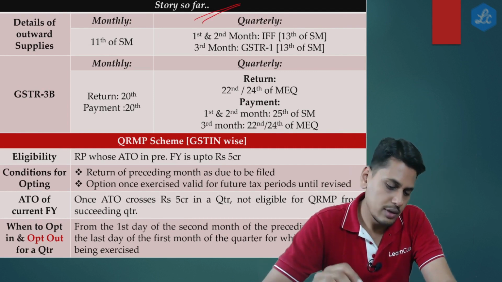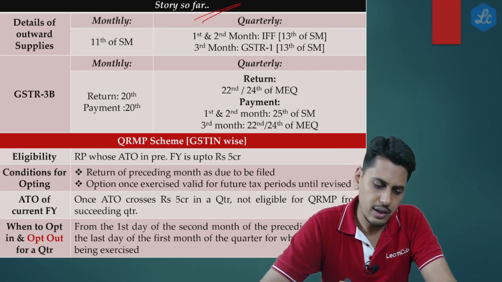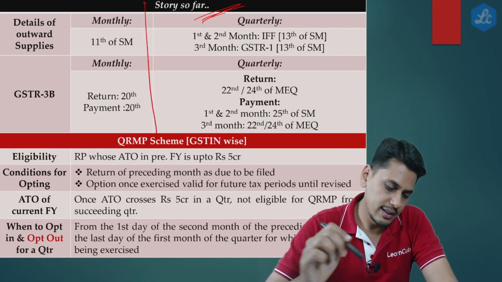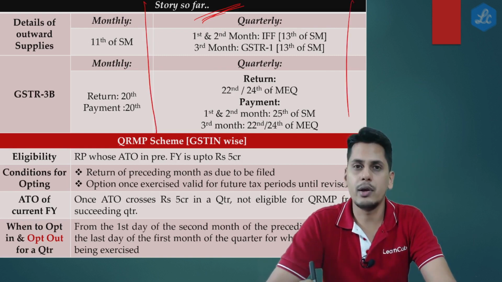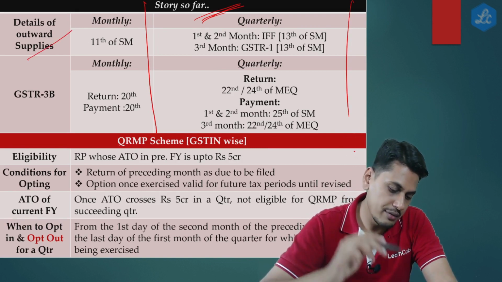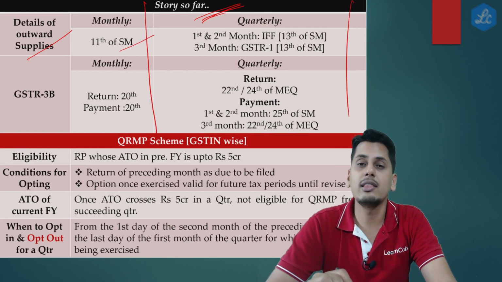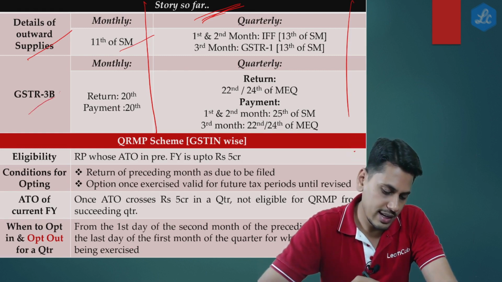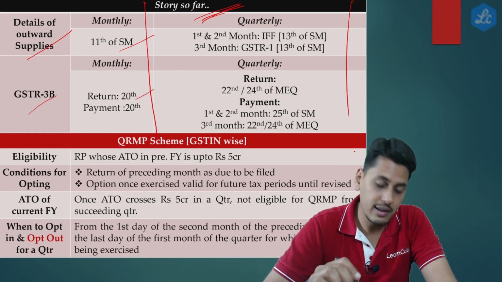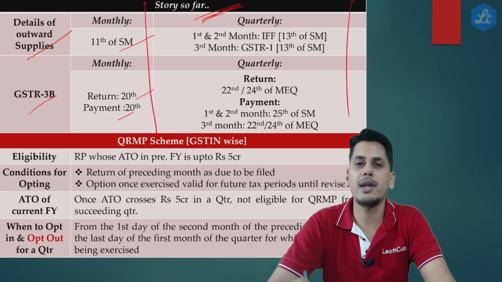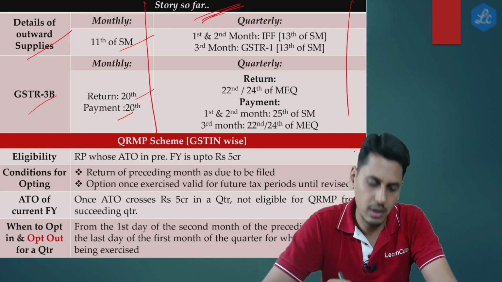So friends, the story so far. It is actually not the story so far. The story completes in the next few moments. Friends, returns could either be monthly or quarterly. If it is monthly, you have details of outward supplies, GSTR 1. The due date is 11th of the subsequent month. GSTR 3B, the due date for filing the returns is 20th of the subsequent month. The due date for payment of taxes is 20th of the subsequent month.